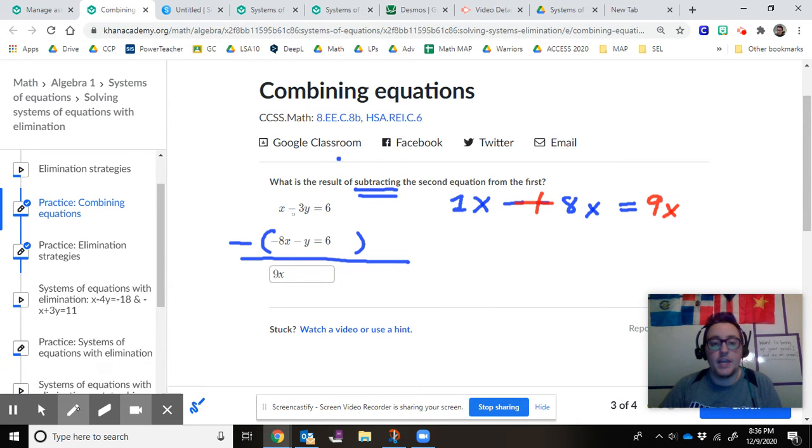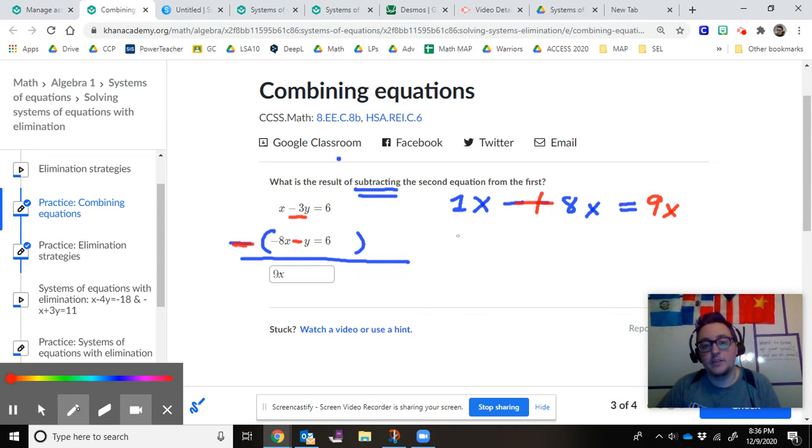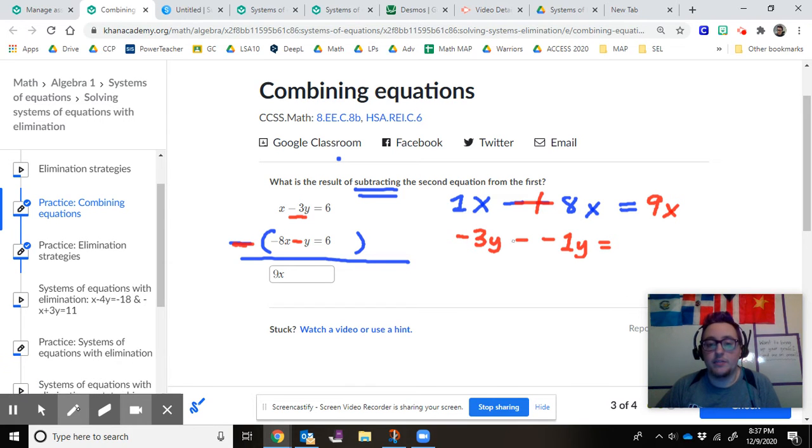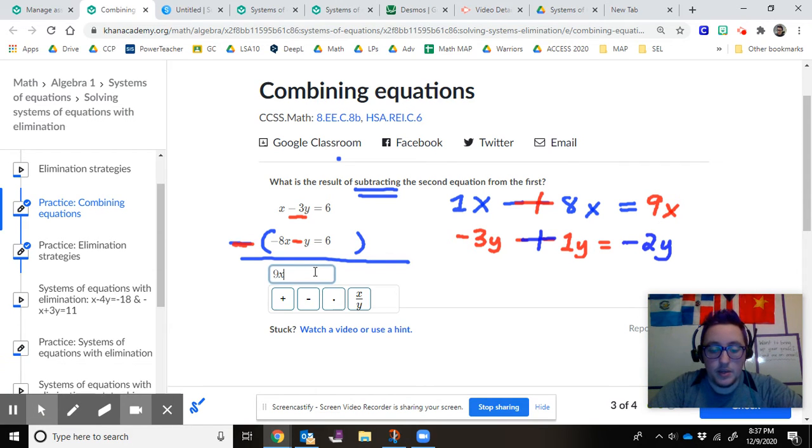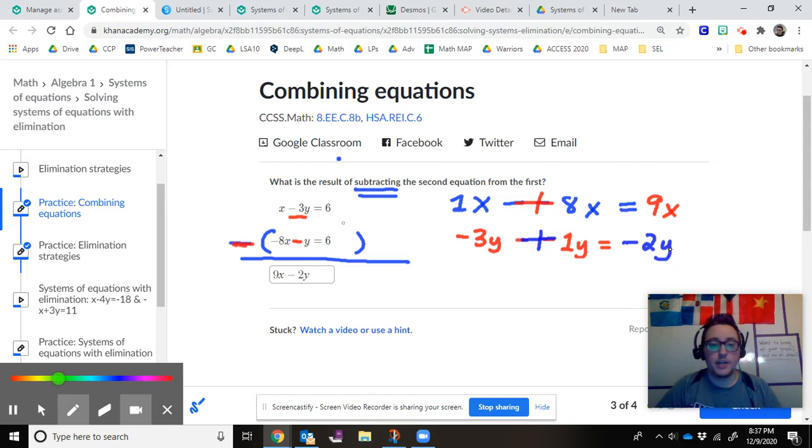The next part says negative 3y minus negative y. So negative 3y minus a negative y, or a negative 1y. The same thing is going to happen here. That minus and negative become a plus. I've got negative 3y plus 1y, which would be negative 2y. All right, so I'm going to go in and type my next part. Minus 2y. And then my last step is to subtract these guys.